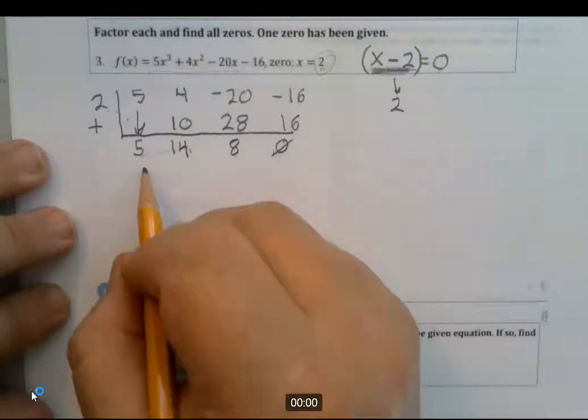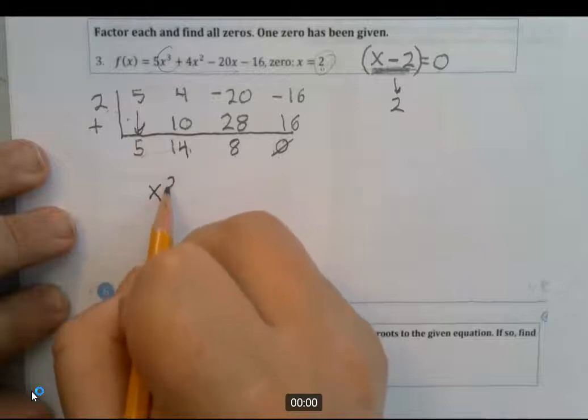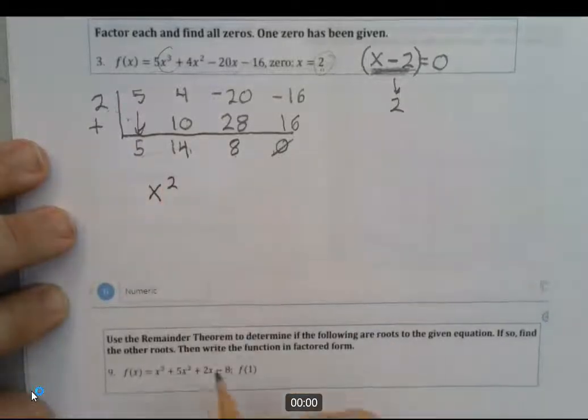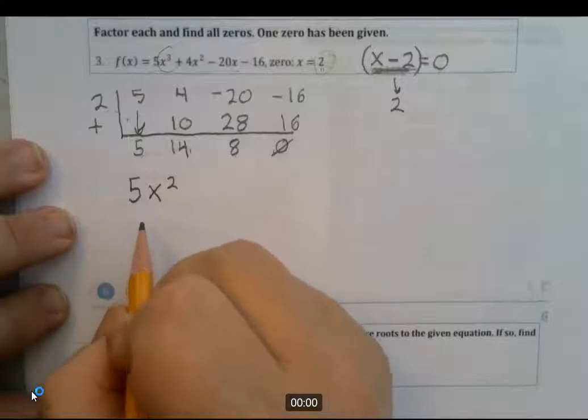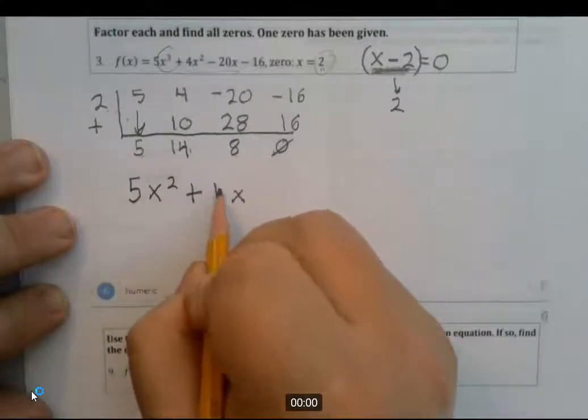So what is our polynomial? Well, we started with a cubic, x to the third, so our first term of our quotient is x squared. You reduce by 1. Here's the coefficient there. Then it goes to x. There's the coefficient there.